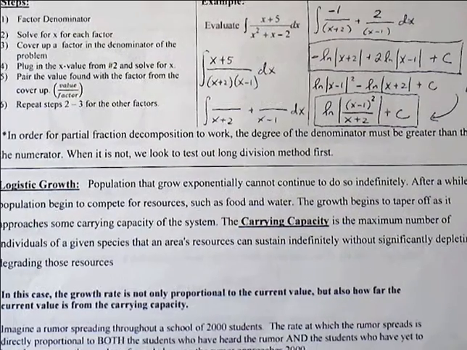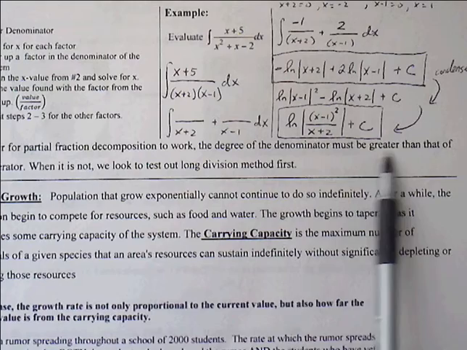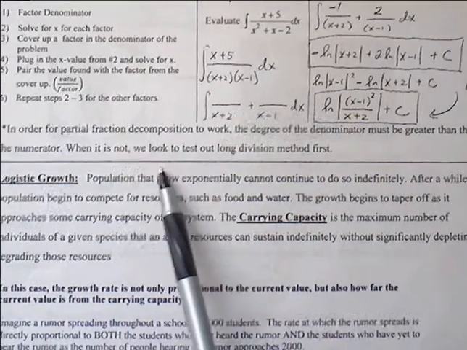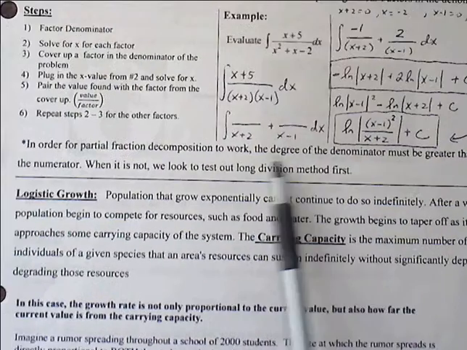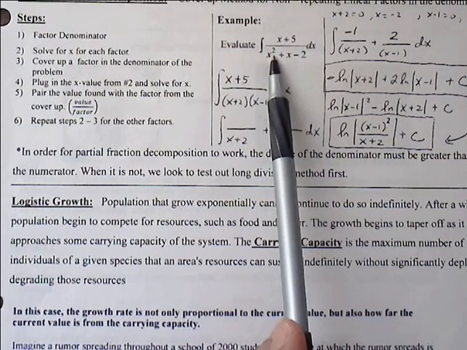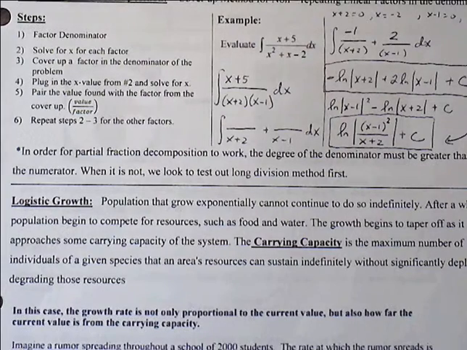In order for partial fraction decomposition to work, the degree of the denominator must be greater than that of the numerator. When it is not, we look to test out the long division method first. So in this case, the degree is higher in the denominator than the numerator, so we know that partial fraction decomposition is a possibility.